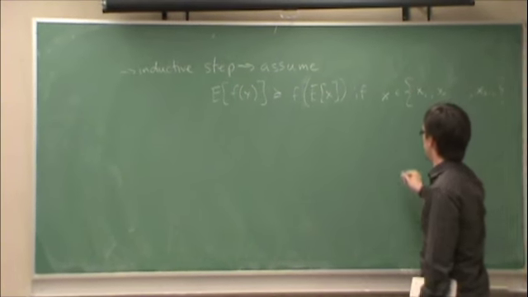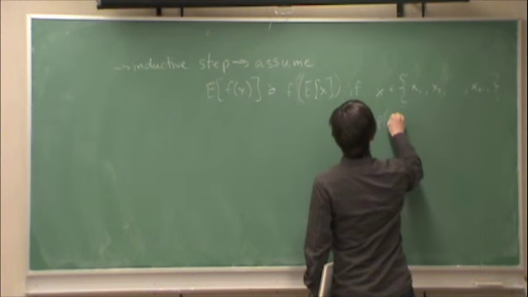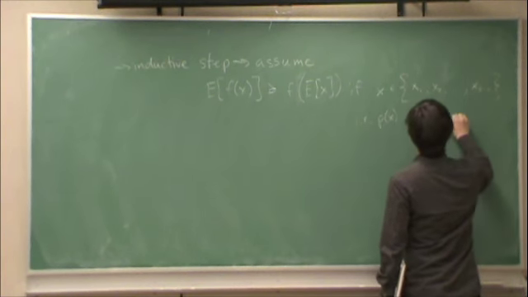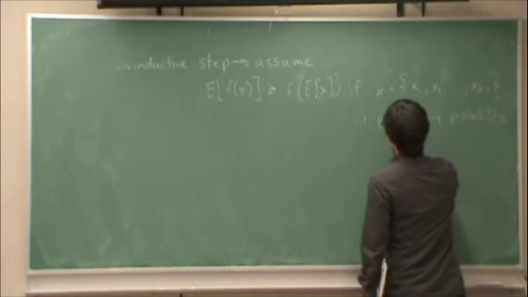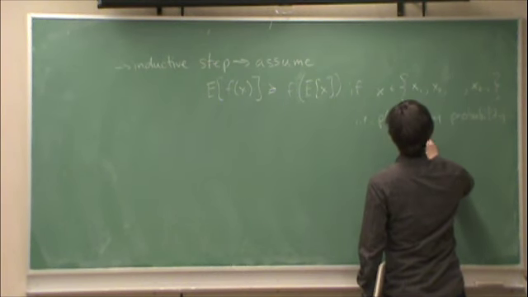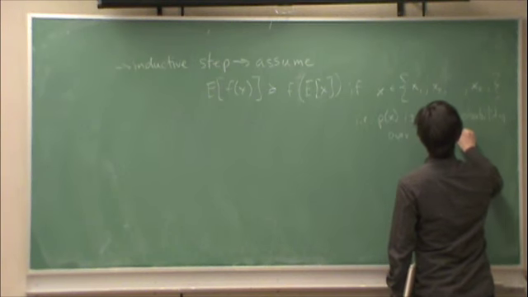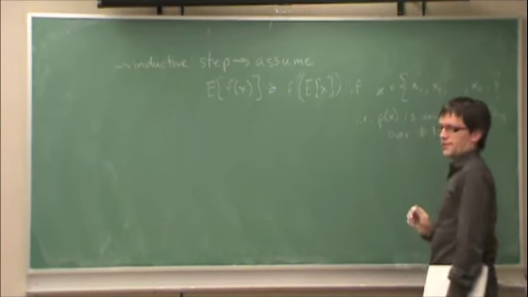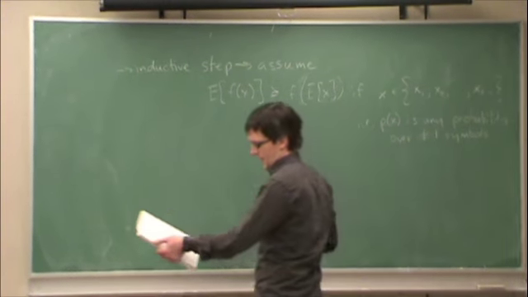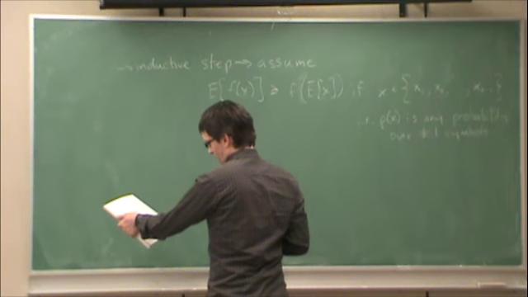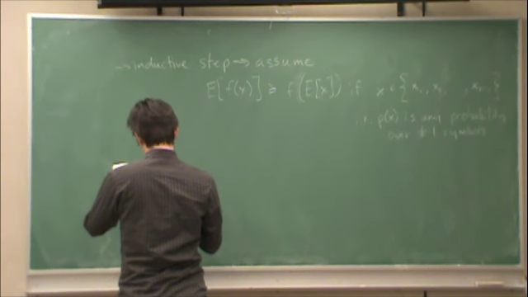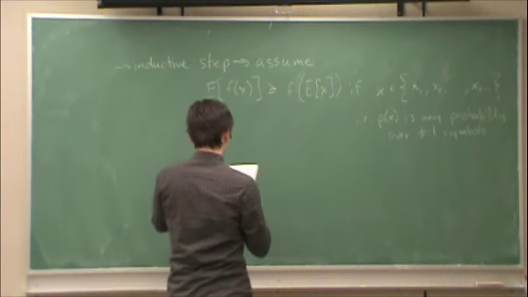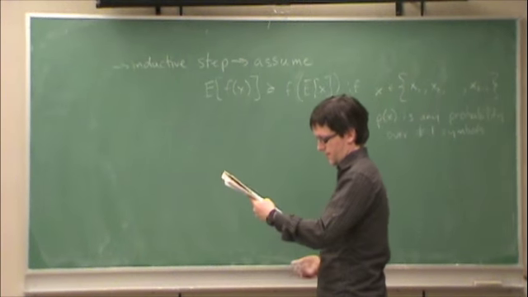In other words, p of x is any valid probability over x over k minus 1 symbols. So we'll assume that this is true, and given that that is true, we have to show that it's true for k values.